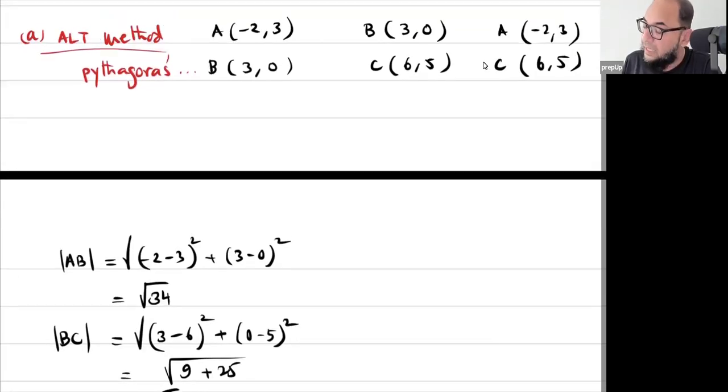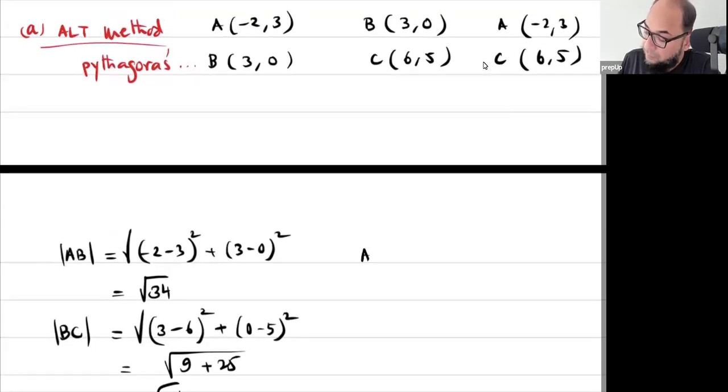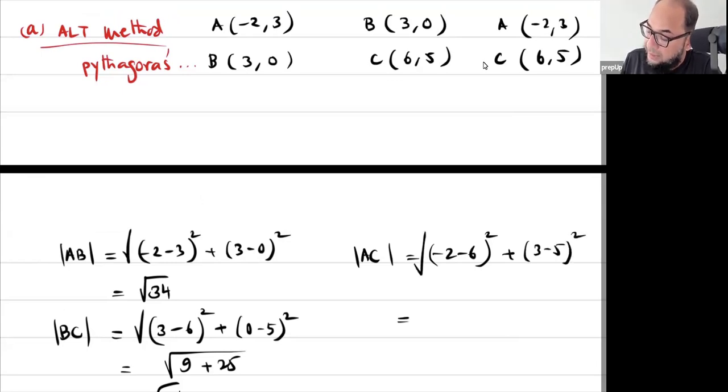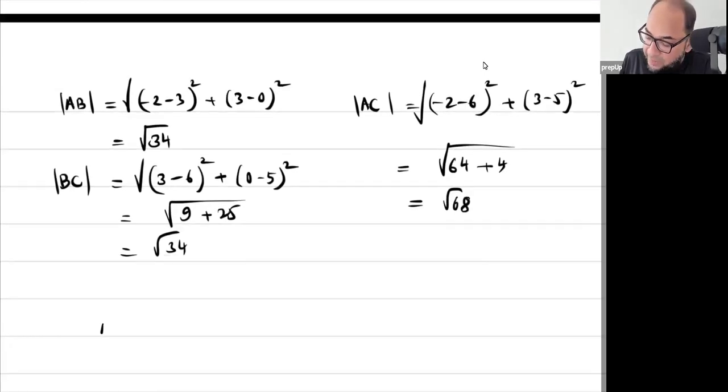And AC, that is minus 2 minus 6 whole square plus 3 minus 5 whole square, square root. That is 8 square is 64 and 2 square is 4, square root. That comes out to be root 68. So basically, AC is the biggest length.